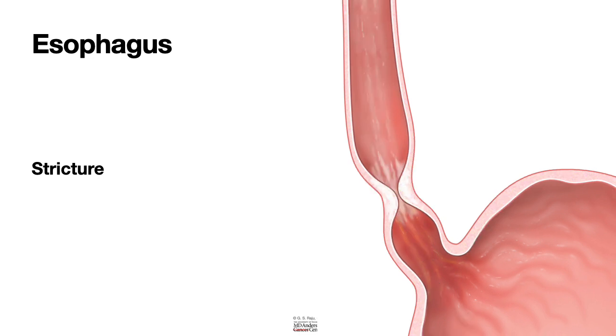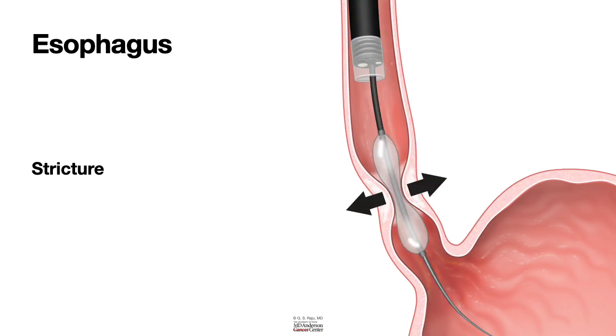You could also manage the stricture with a balloon dilation and stretch the stricture by keeping the balloon, a deflated balloon, inside the stricture, and opening it up. So let us talk about the dilators, the bougie dilators and the balloon dilators, and how we set them up, what the differences are.